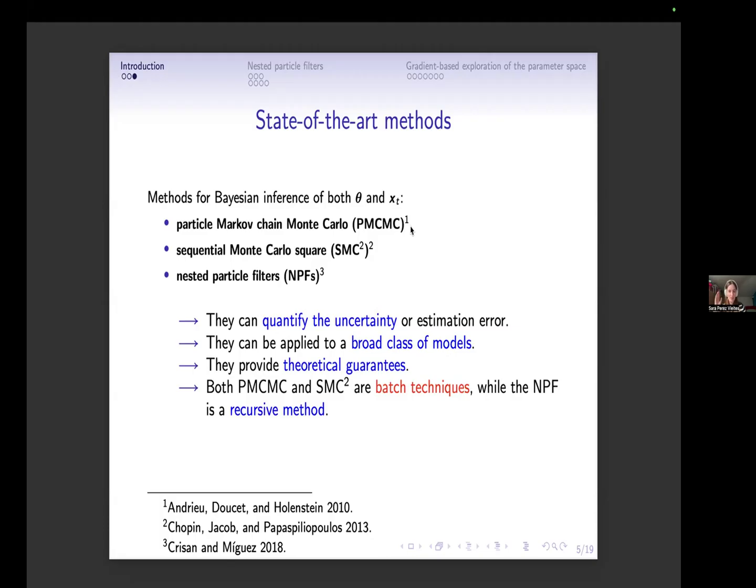And in the nested particle filter, they managed to propose a method that is recursive. That means that there is no need to rerun anything from scratch, even if you change the parameter samples. And still, they are able to provide some convergence guarantees that I will mention later again. But this method is still converging to the true joint posterior, even though we avoid having to run the whole data sequence from scratch.